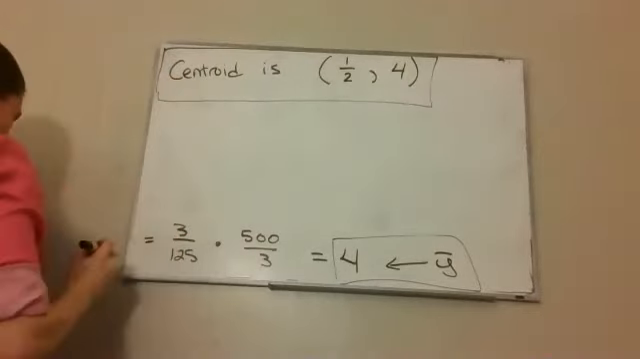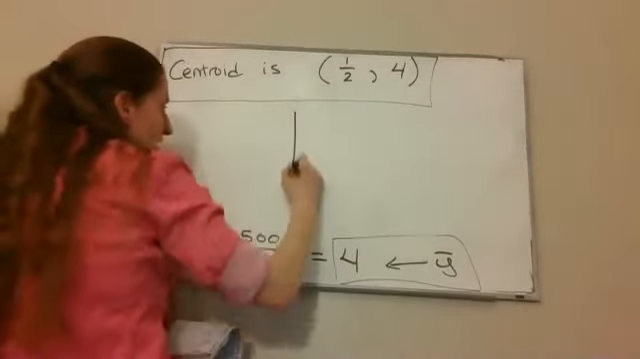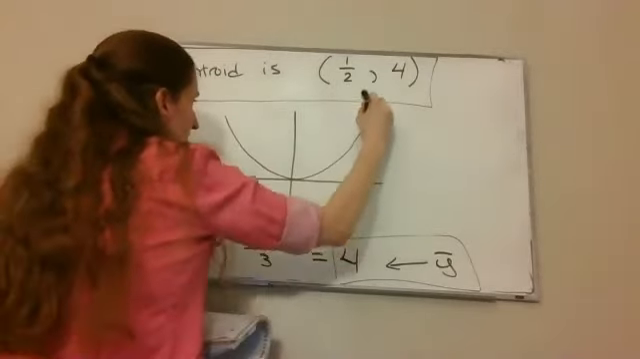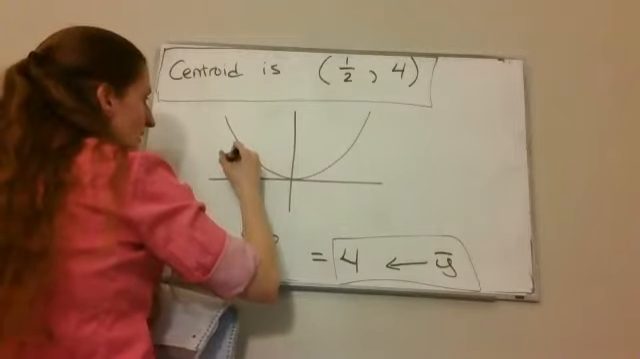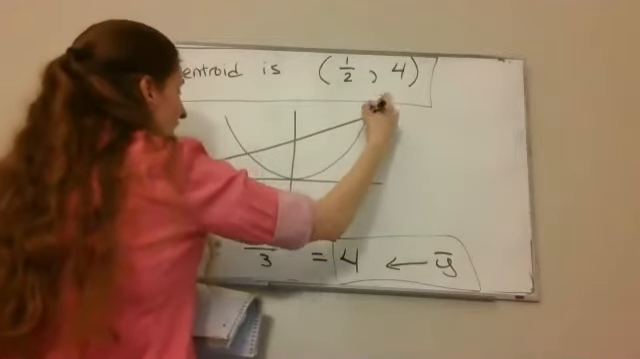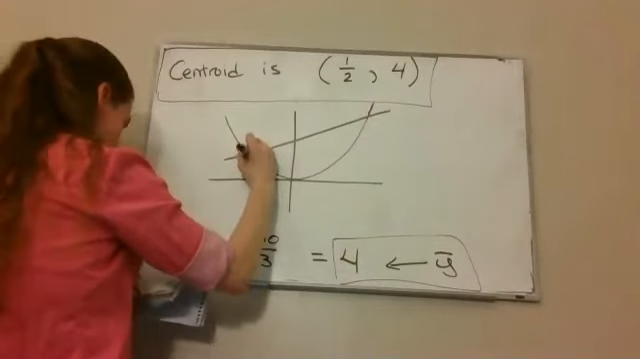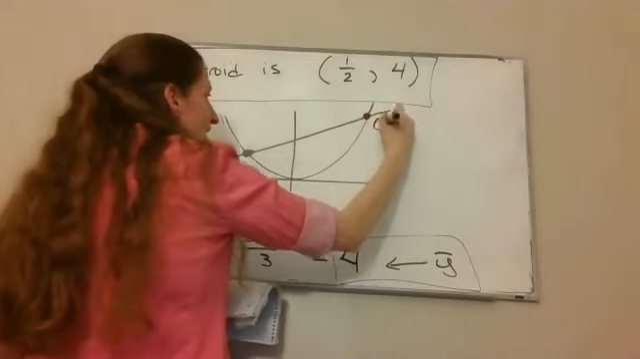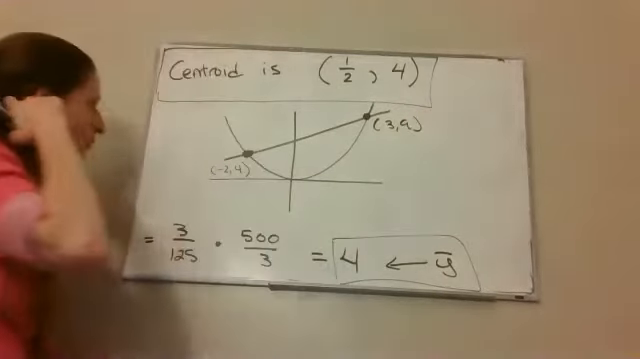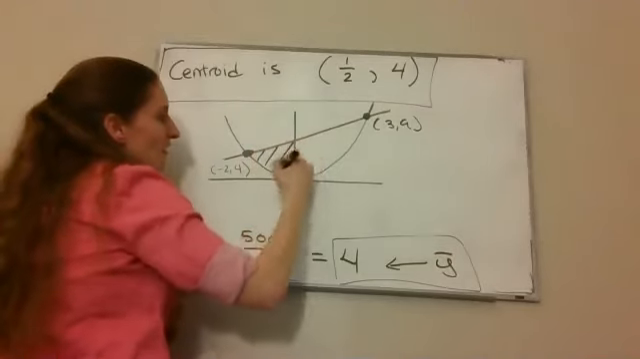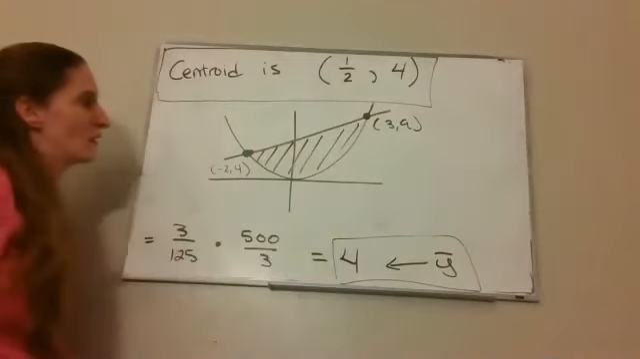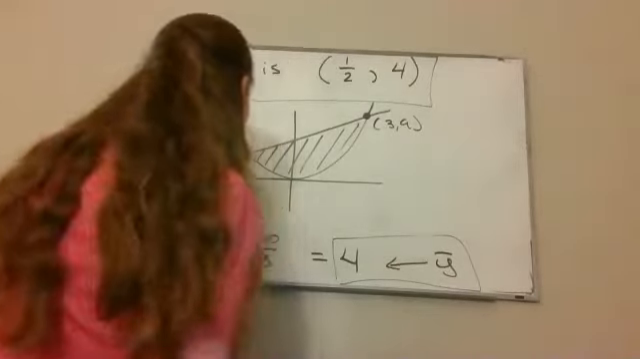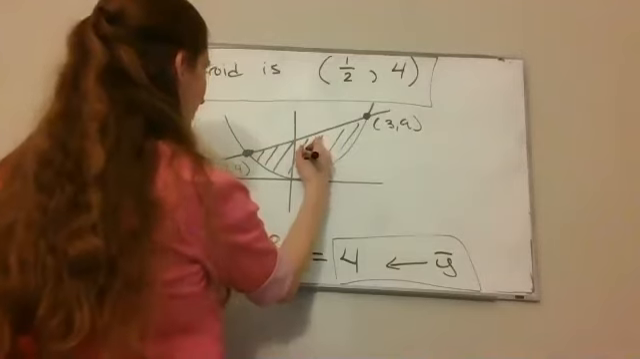Now, just so that we can see what's going on, let me quickly remind us what this region looked like. There's my x squared. I said this was x plus 6. This point here was negative 2, 4, and this point here was 3, 9, and we just said that the centroid of this region is going to be at 1/2, 4, which is approximately right about here.